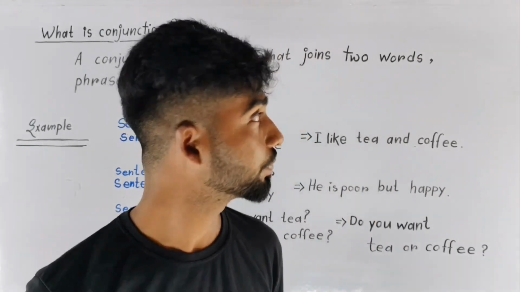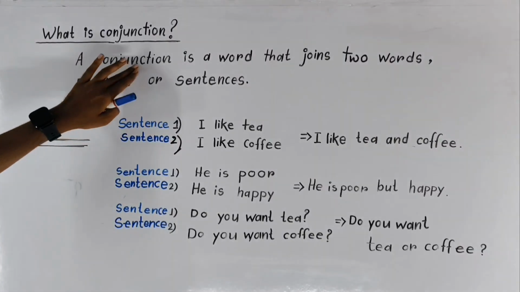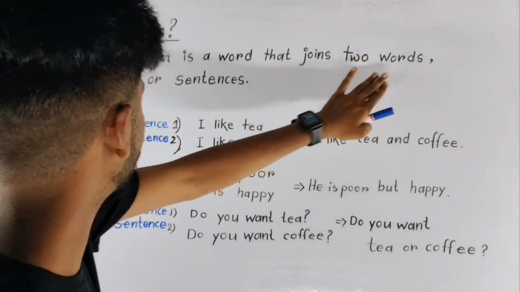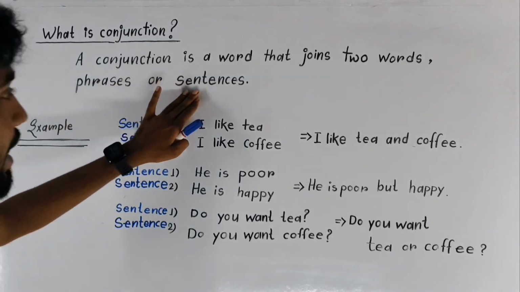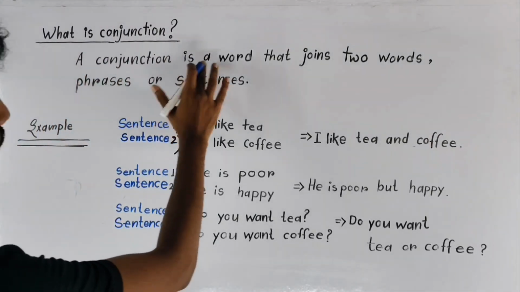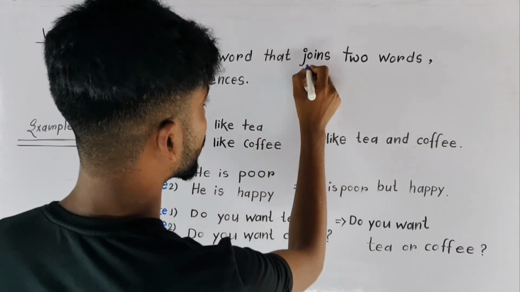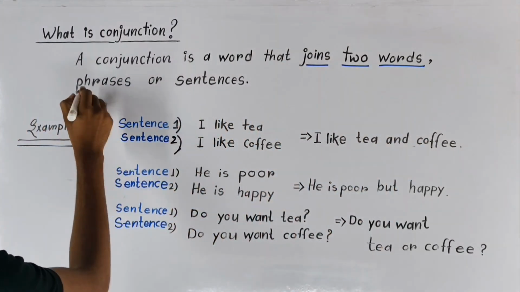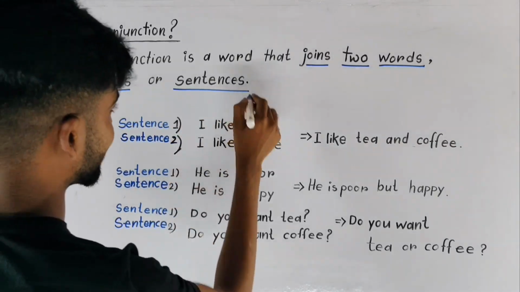First of all, a conjunction is a word that joins two words, phrases, or sentences. Once again, a conjunction is a word that joins two words, phrases, or sentences.